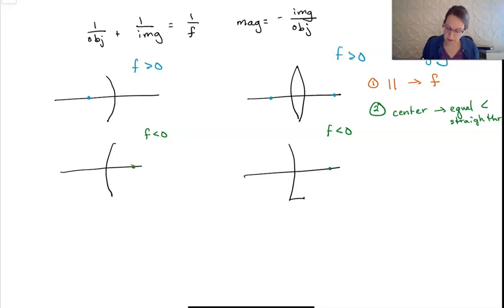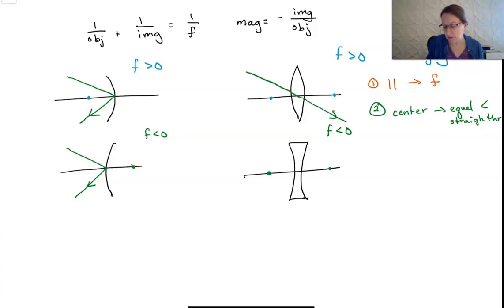Oops, I lost my lens there. It looks basically the same. You have a ray that comes in, hits the center, and comes back out. Ray comes in, hits the center, comes back out. See, it's the same. Here, we've got a ray that comes through the middle and goes back out. So that's an easy ray to draw, and it's the same in both cases.